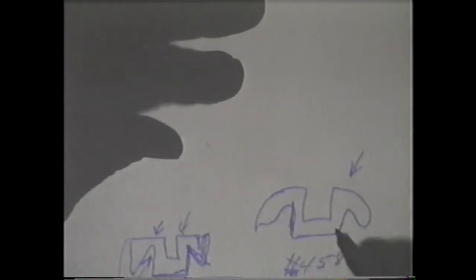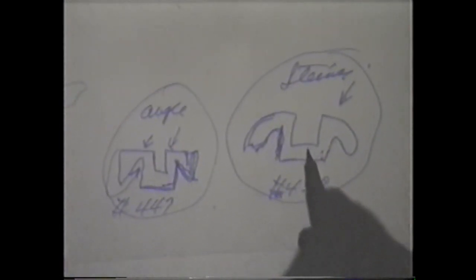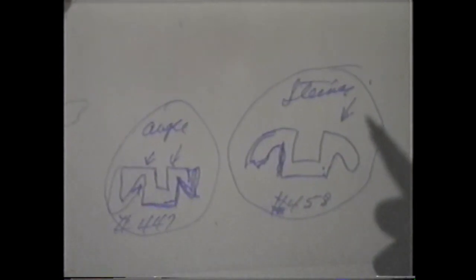As soon as Angle died, Steiner then designed this bracket. This was known as the 458 bracket. So this was the one that most people started using. So now I come along in 1955. It didn't have an easy access. So I designed another bracket.